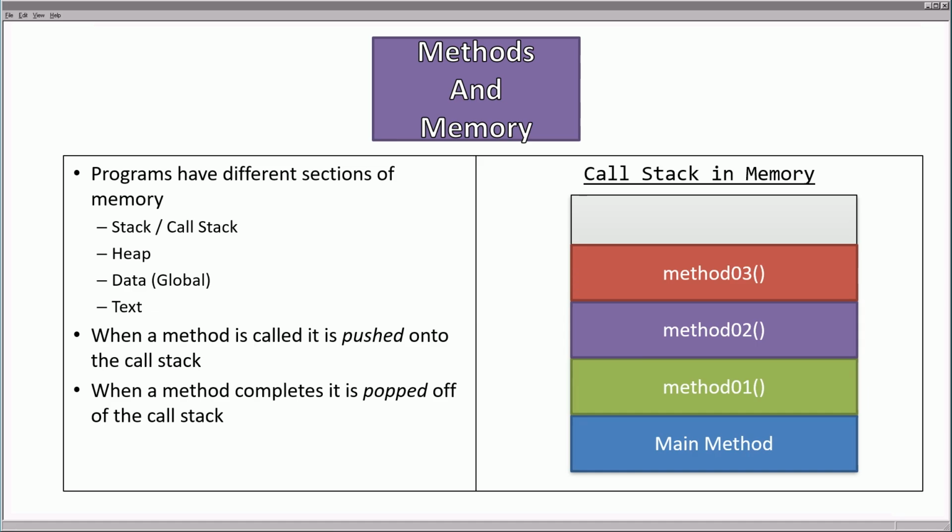Now this concept can get very confusing as we're going to be jumping all around code. So to better explain this, let's look how methods in memory work together. First thing to keep in mind, whenever we are running programs, there are different sections of our memory. There's the stack that we refer to as the call stack, the heap, the data, which is sometimes referred to as the global, and also the text section of our code.